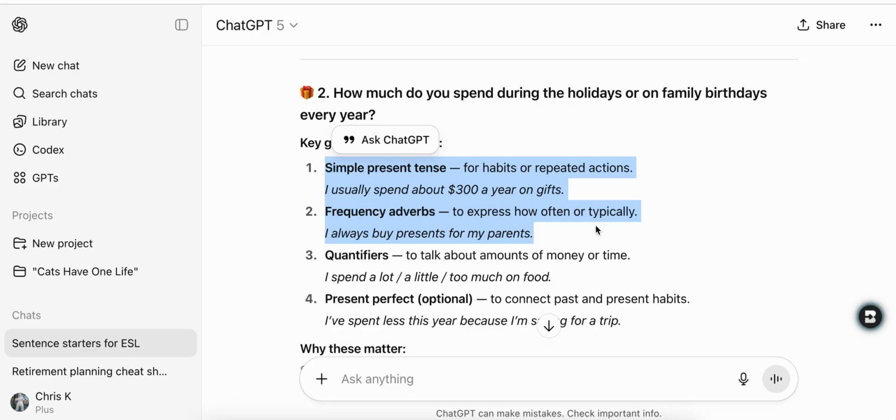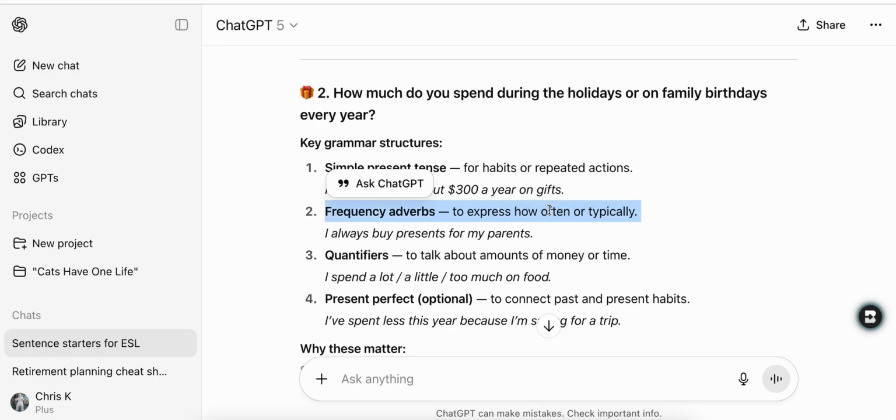Let's use a simple present for something that's ongoing or repeated or habitual. Let's use a simple past for specific events in the past, right? And maybe we can go over frequency adverbs. I always, I often, I usually, I rarely, right? So last year I spent $5,000 on a vacation, although I rarely do that. So I think I might emphasize 1 and 2.